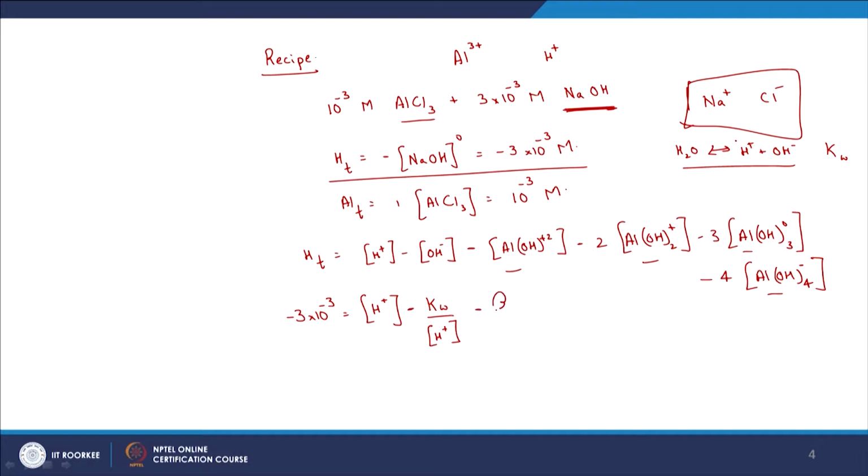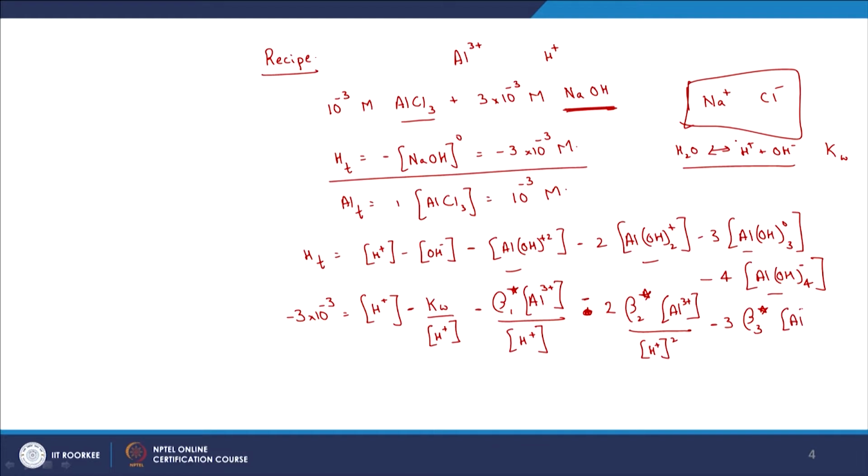Minus beta 1 star into Al3+ concentration divided by H+, minus 2 times beta 2 star into Al3+ by H+ square, minus 3 times beta 3 star into Al3+ by H+ cube, minus 4 times beta 4 star into Al3+ by H+ to the power of 4.